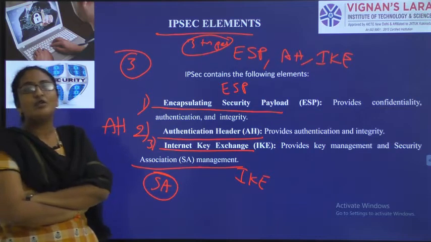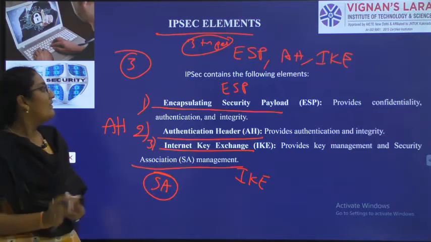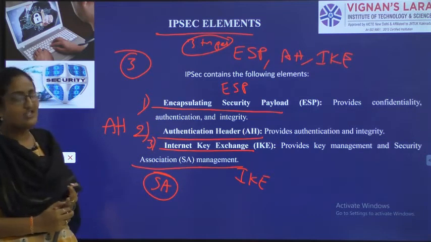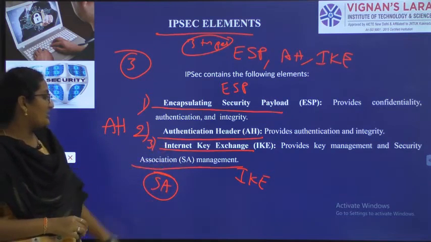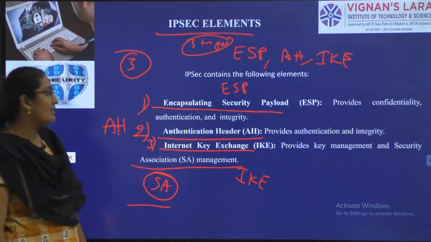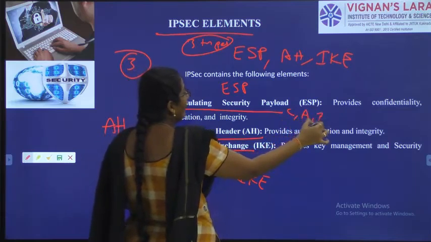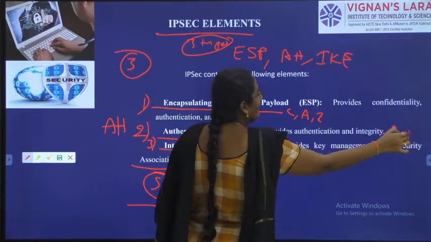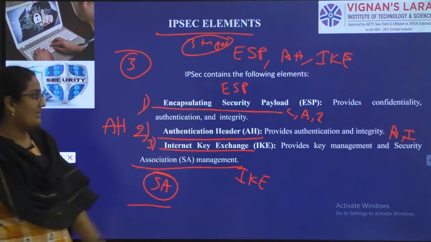So what are the elements of IPsec? We have three different elements. First one is encapsulating security payload. Second one is authentication header. Third one is internet key exchange. This internet key exchange is sometimes also called security association. What will these elements do? Confidentiality, authentication, integrity is provided by encapsulating security payload. Authentication and integrity are provided by authentication header. What key exchange will do, we will see later.